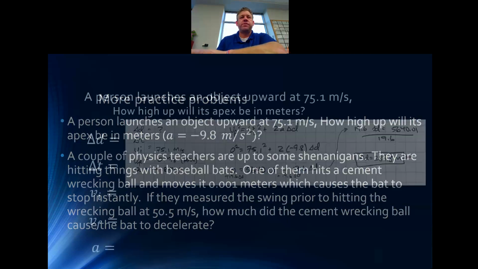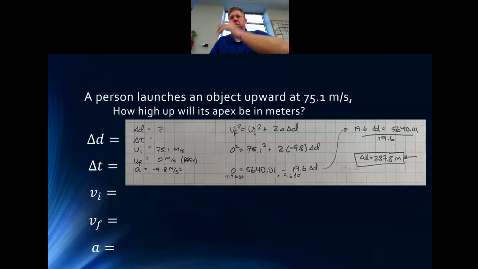Okay, let's check them out. See how you did. All right, this one I went old school on and just took a picture of my work because it was a little easier. Delta D we see is what we don't know. There is no time, so I don't even know if I would put that in there necessarily, just because that could mess up some people. VI is 75, VF is 0. At the apex, remember, that's where stuff stops. Basically, it goes to 0, all right? Our acceleration is negative 9.8.